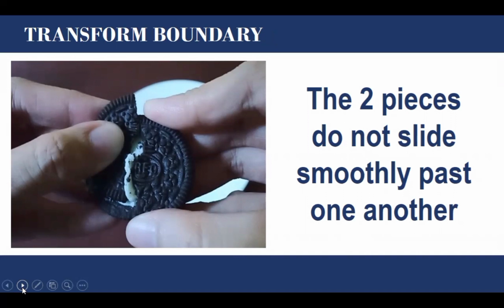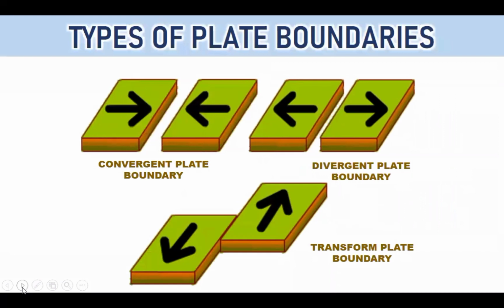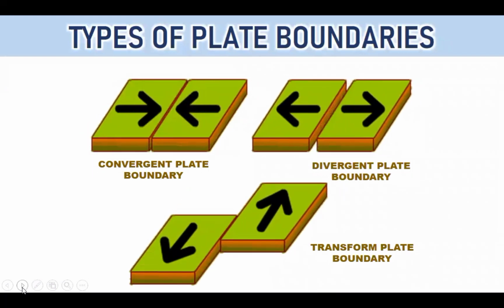we saw that the plates do not slide smoothly past one another. This demonstrates a transform plate boundary. It occurs when two plates slide past each other horizontally. So there, you have just learned about the different types of plate boundaries. You can now enjoy eating the extra Oreo cookies.